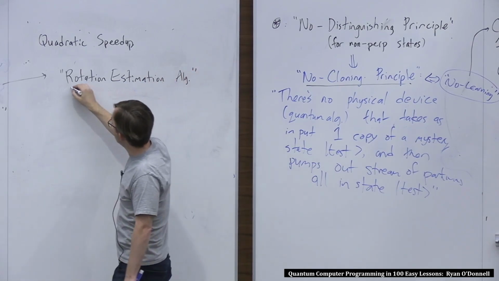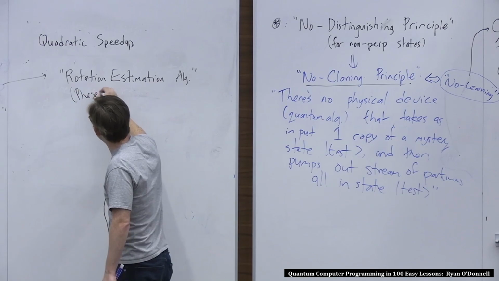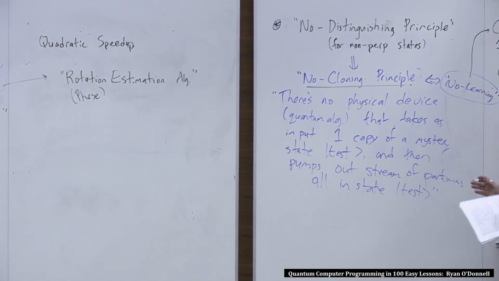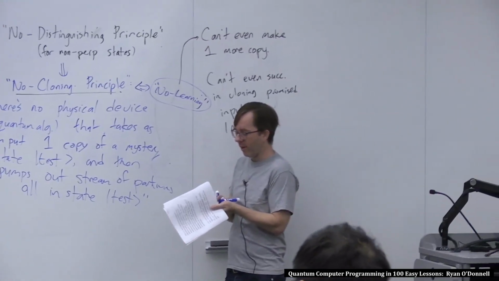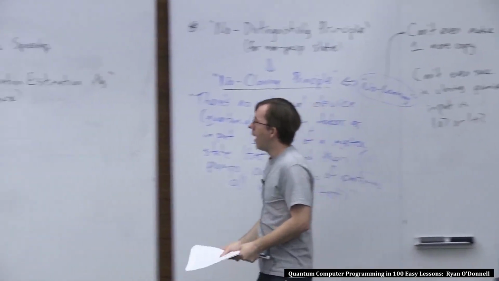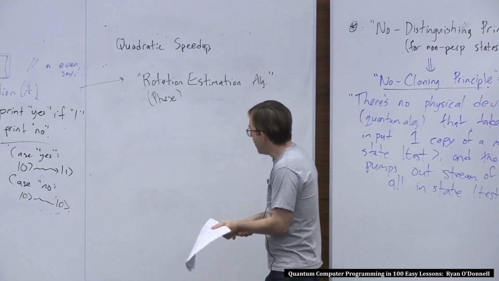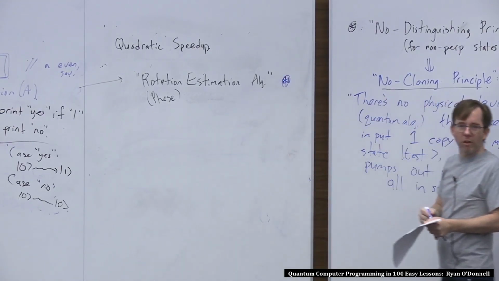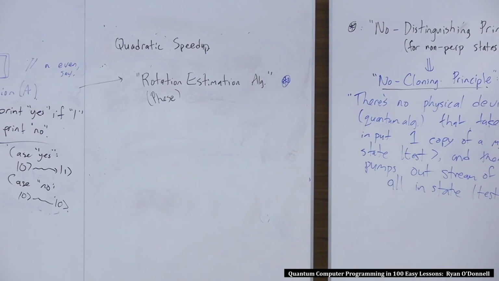That's my name for it in this course. The real algorithm's name is phase estimation because it works even if they're complex numbers. But again, we're just going to stick with real numbers and real rotations and things. So we'll call it rotation estimation. And this rotation estimation algorithm is maybe the most important subroutine in all of quantum algorithms.